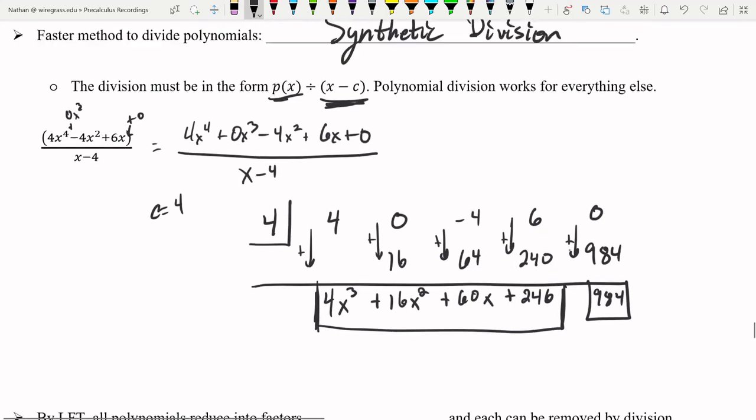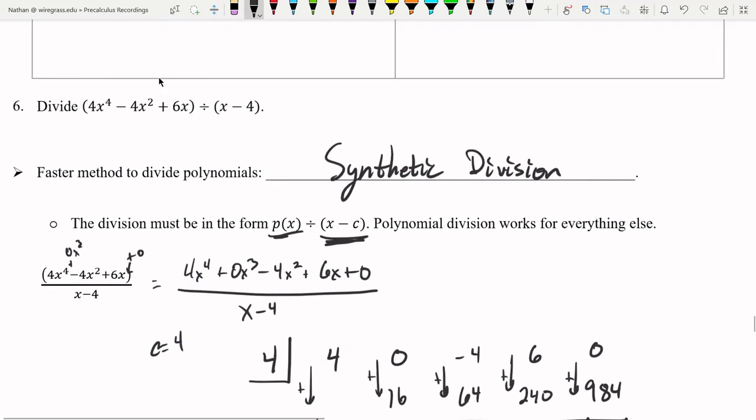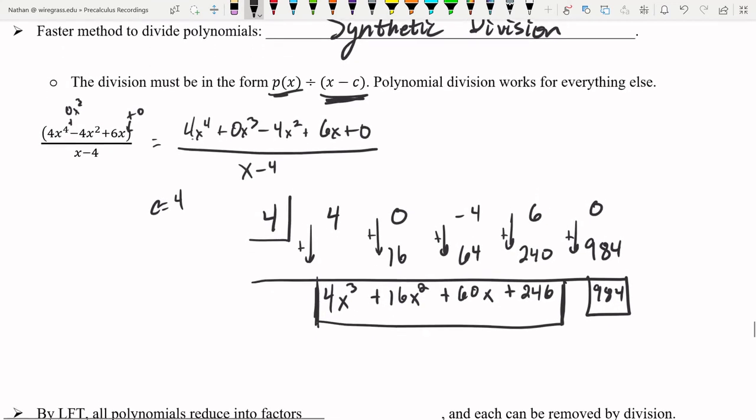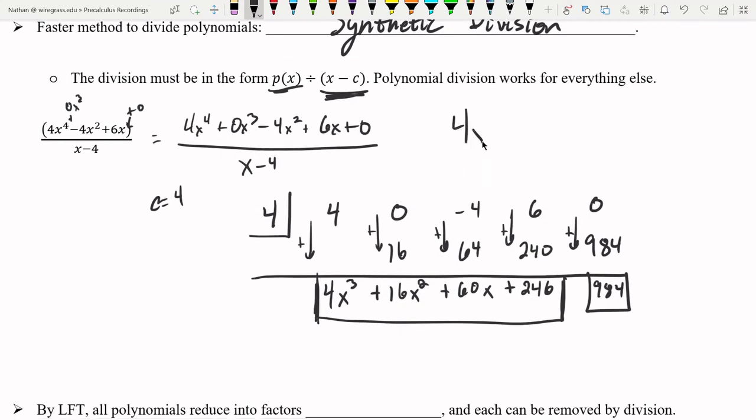If you did the exercise here with doing the long division, then your answer you got from that should have been 4x cubed plus 16x squared plus 60x plus 246 plus 984 over x minus 4.